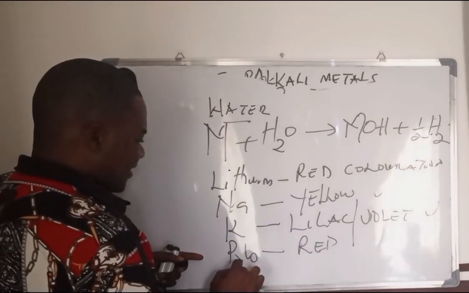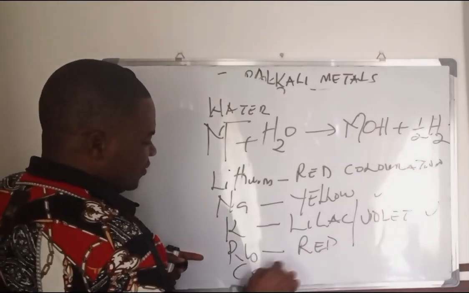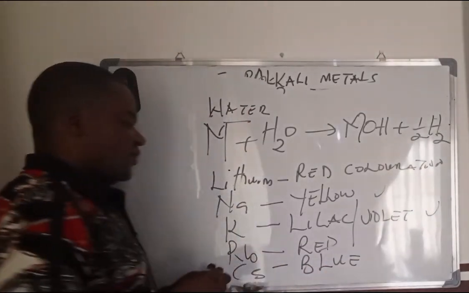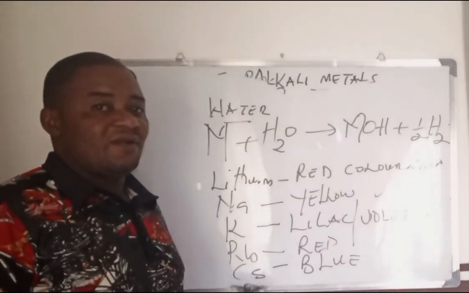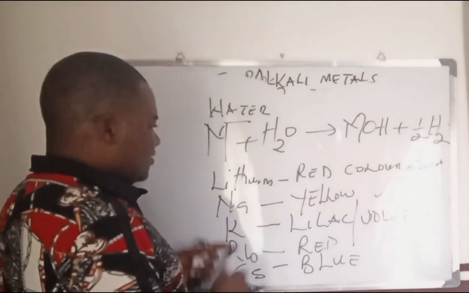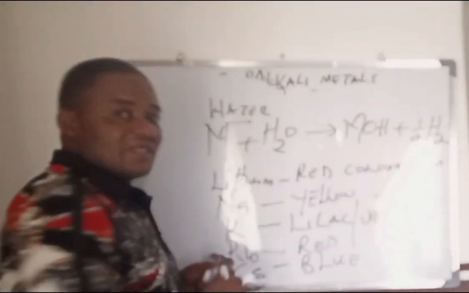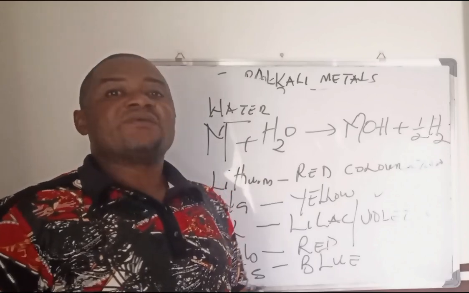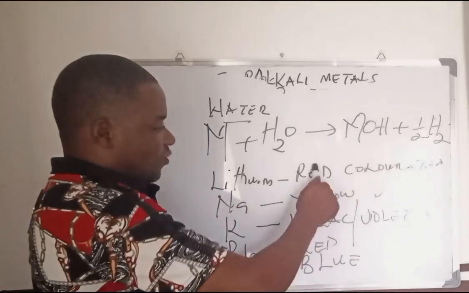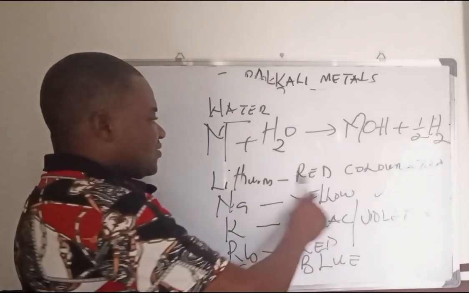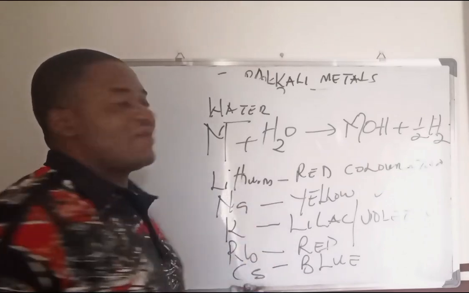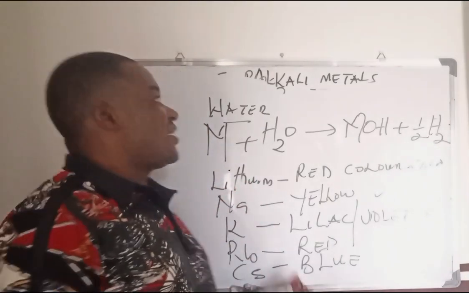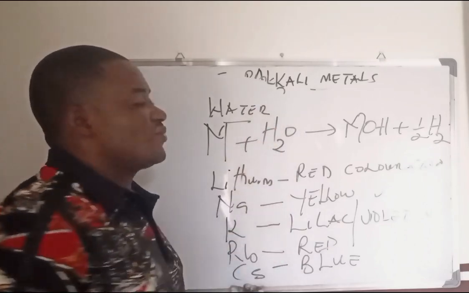Then if it is rubidium, rubidium will always give you a red coloration. And cesium will always give you a blue coloration, just like you have with copper. So once you take any of these salts and dip it in any solution, especially an acid, and you take it to a flame, you have these colors show. And once these colors show, know that this is the kind of alkali metal that is present. That is reactions of alkali metals with water.